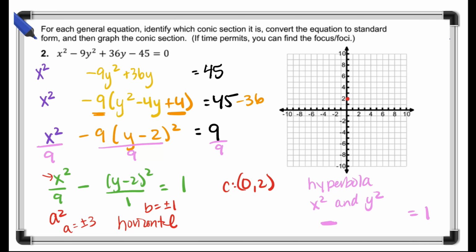We have 0, 2 for our center. We're going to go in the x direction. We're going to go to the right 3.